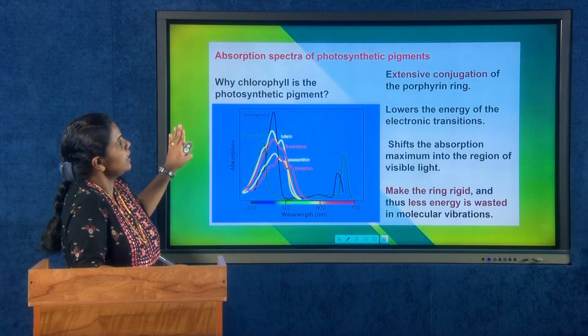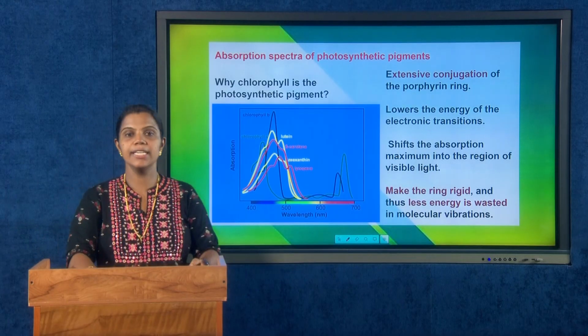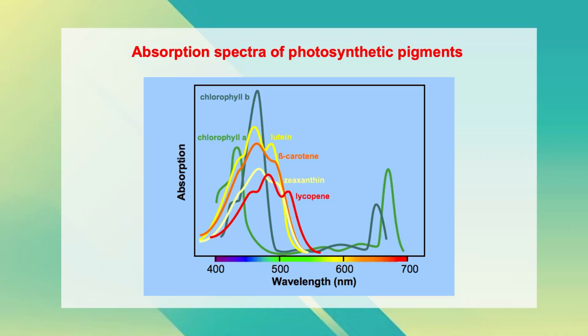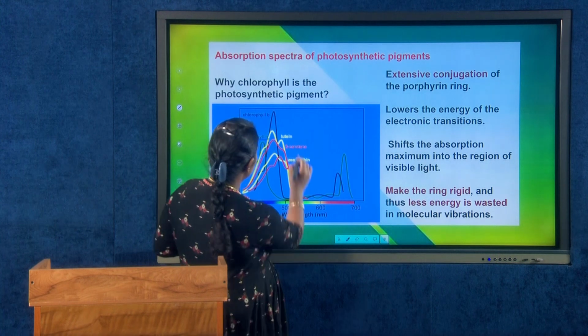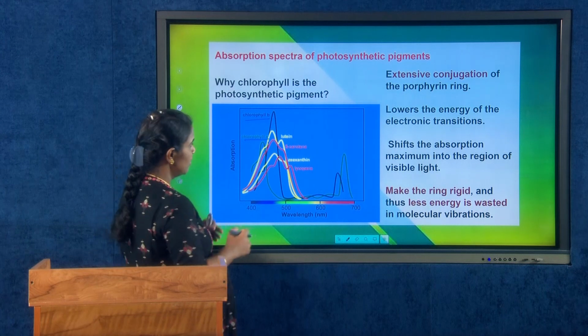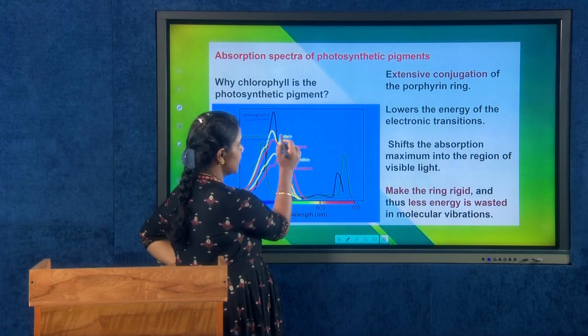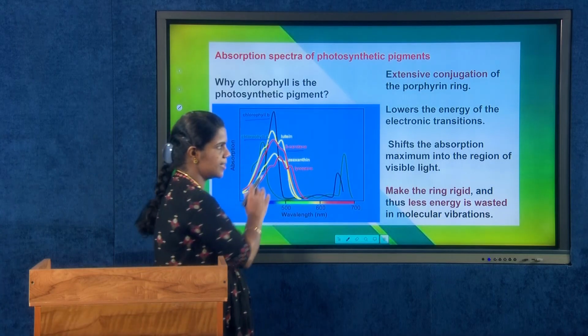Now let's see what is the absorption spectra of the photosynthetic pigment. This is the graph, that is the UV spectrum of the chlorophyll pigments. Here you can see the spectrum of chlorophyll A. This one, the black one, is that of chlorophyll B. You have the other accessory pigments, beta carotene, lutein, zeaxanthin, etc.